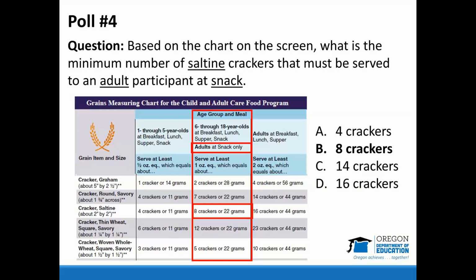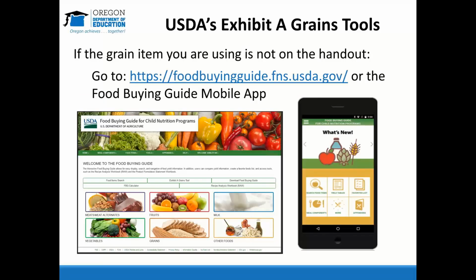What if, though, the item you're wanting to use is not on this list, but is an Exhibit A item? You don't want to do any calculations for yourself. In that case, you are going to have to use the Exhibit A's grain tool. If the grain item you are wanting to portion out is not on that using ounce equivalent handout, you're going to go to the food buying guide, take a look at the Exhibit A's grains tool, and it's listed here in the middle of the page.